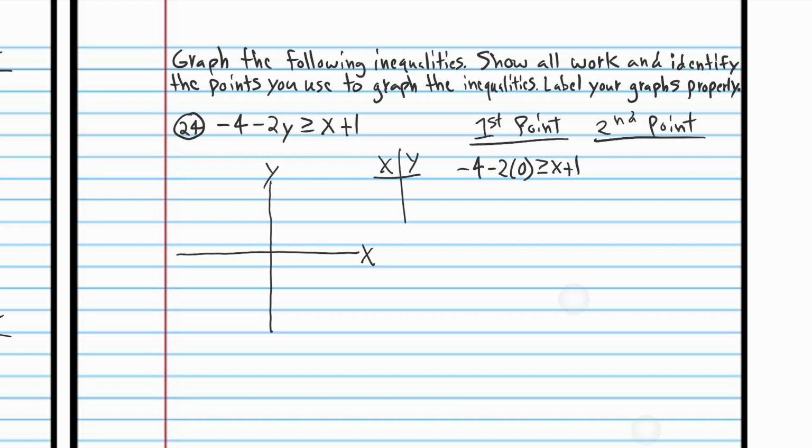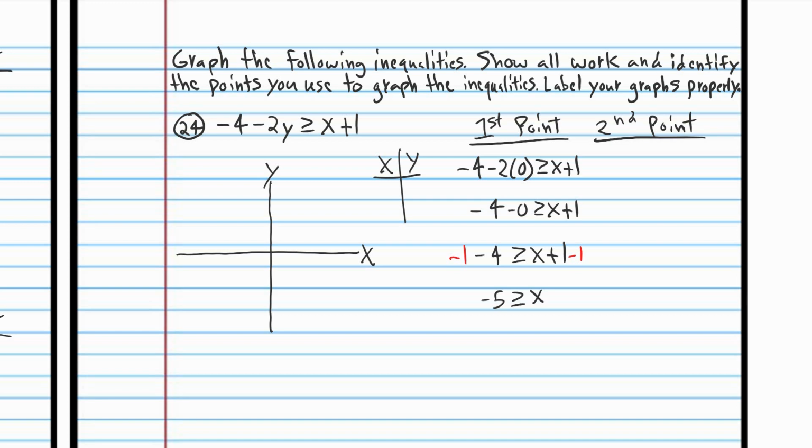Negative 2 times 0 is 0, so we just have negative 4 minus 0 is less than or equal to x plus 1. Negative 4 minus 0 is just negative 4. And then I'm going to subtract 1 from both sides of the equation, and I get x is less than negative 5.